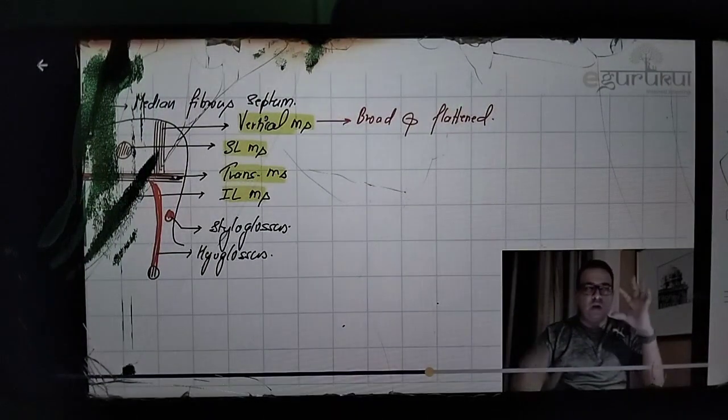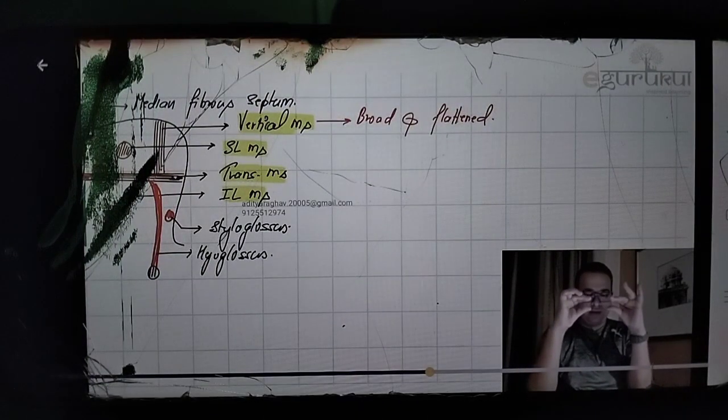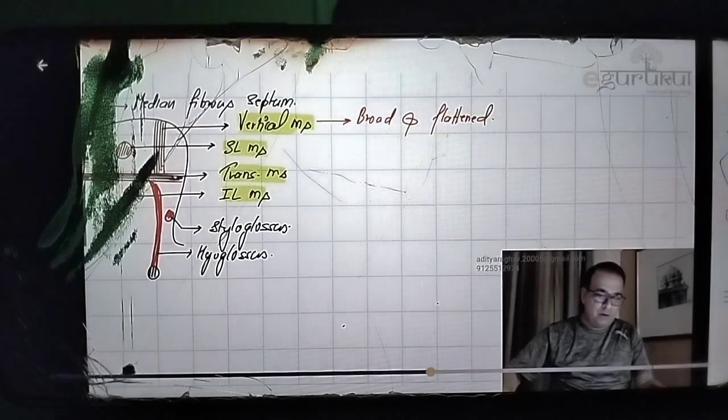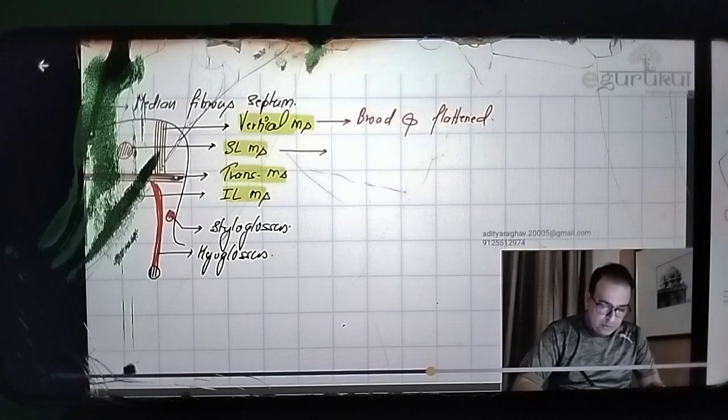When the vertical muscles contract, the tongue will become relatively thin here. But it becomes thin like this, and it will expand sideways. So it becomes broad and flat. That is done by the superior longitudinal and inferior longitudinal.